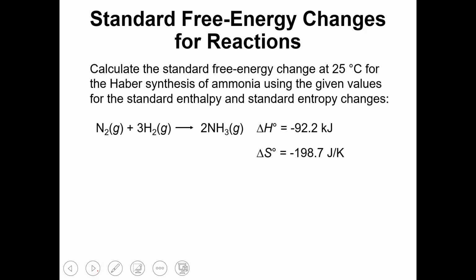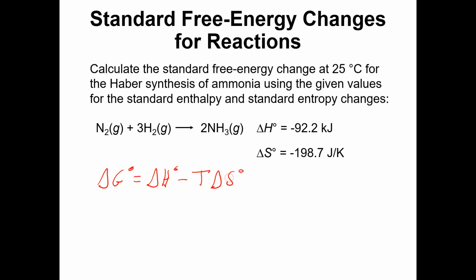So let's look at a calculation where we have everything at standard state. Calculate the standard free energy change at 25 degrees Celsius for the Haber synthesis of ammonia using the given values for the standard enthalpy and standard entropy changes. So we have delta G, so it's the same equation except we're using the symbol for standard state. So delta G naught is equal to delta H naught minus T delta S naught.